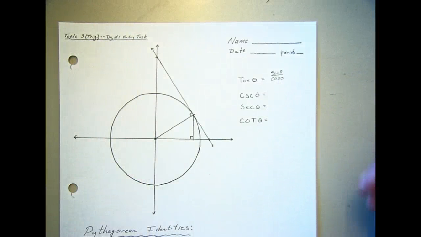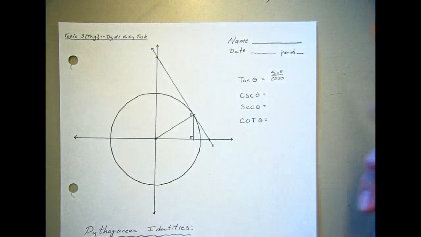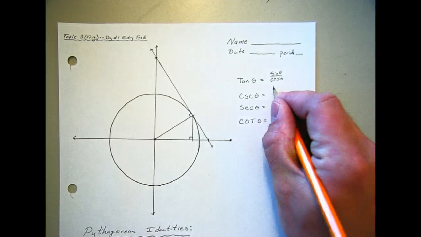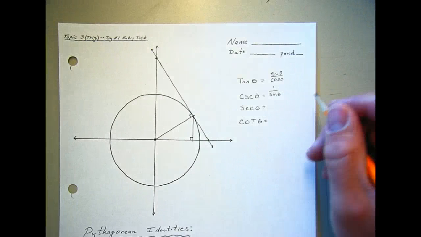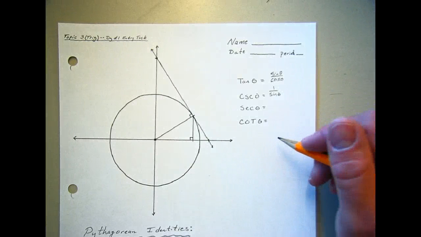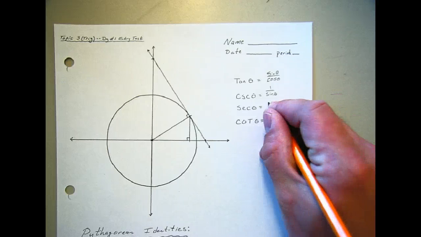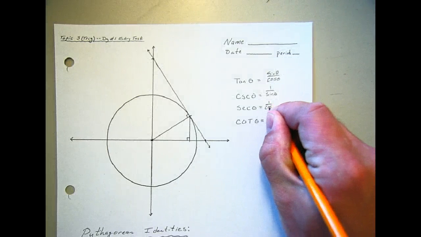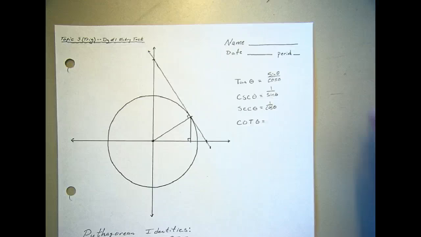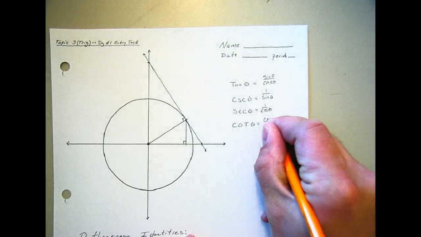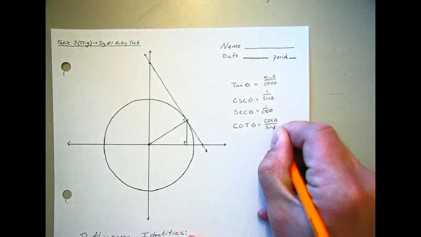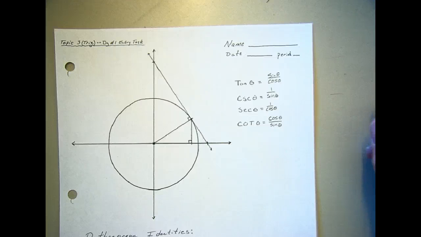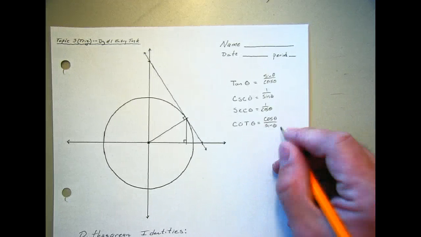All right. How about cosecant? Go ahead, Jacob. 1 over sine theta. Okay. How about secant? 1 over cosine theta. The reciprocal of cosine. And cotangent? Go ahead, Riley. Cos theta over sine theta, which is also 1 over tangent theta.